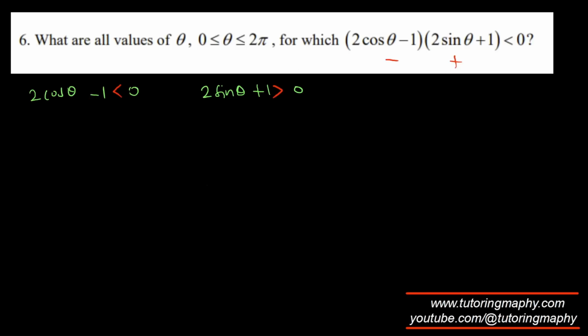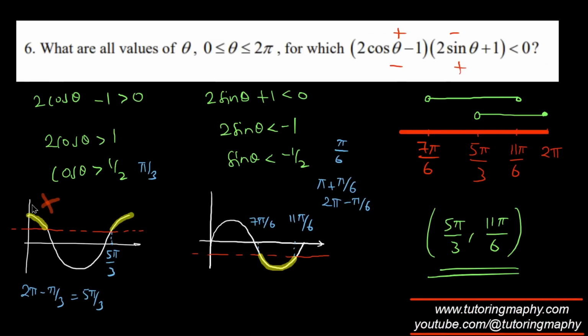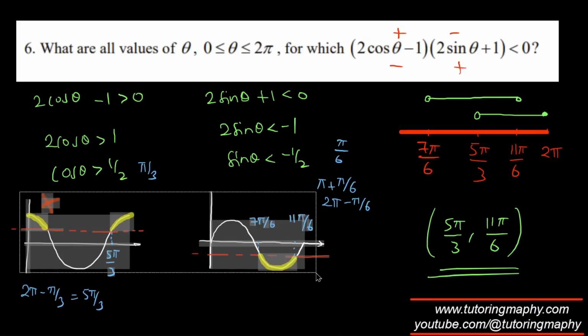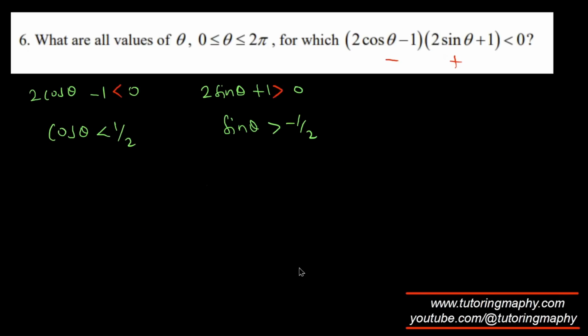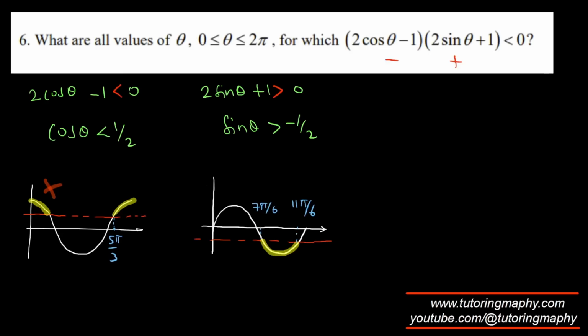Now the next part is when this is negative and this is positive. So it's going to be the same work essentially. So this is cos theta less than 1 over 2 and sine theta greater than negative 1 over 2. I'm just going to copy these graphs over here. Obviously the shaded regions are going to change, but that's fine. We can take care of that.